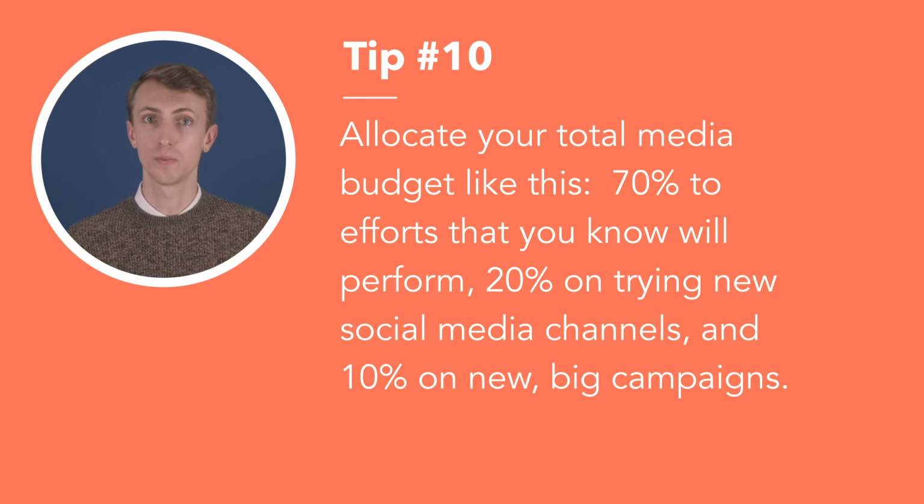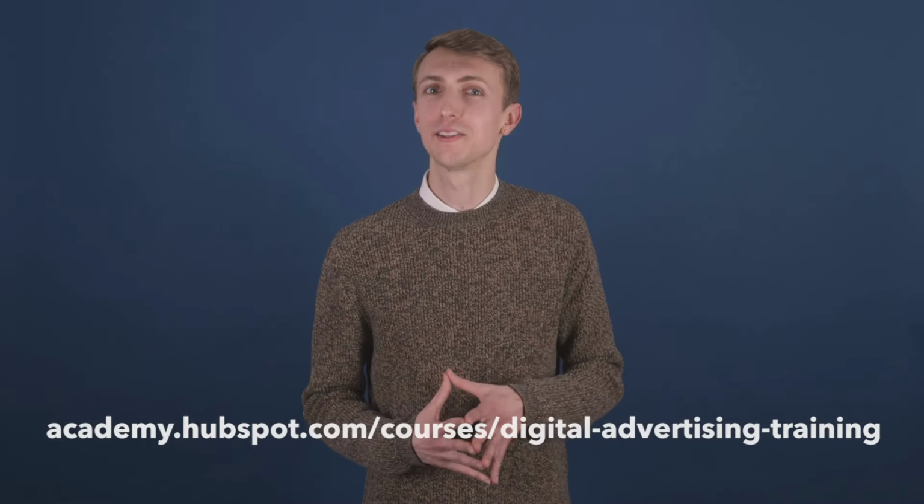Tip number 10. Allocate your total media budget like this. 70% to efforts that you know will perform, 20% on trying new social media channels, and 10% on new big campaigns.